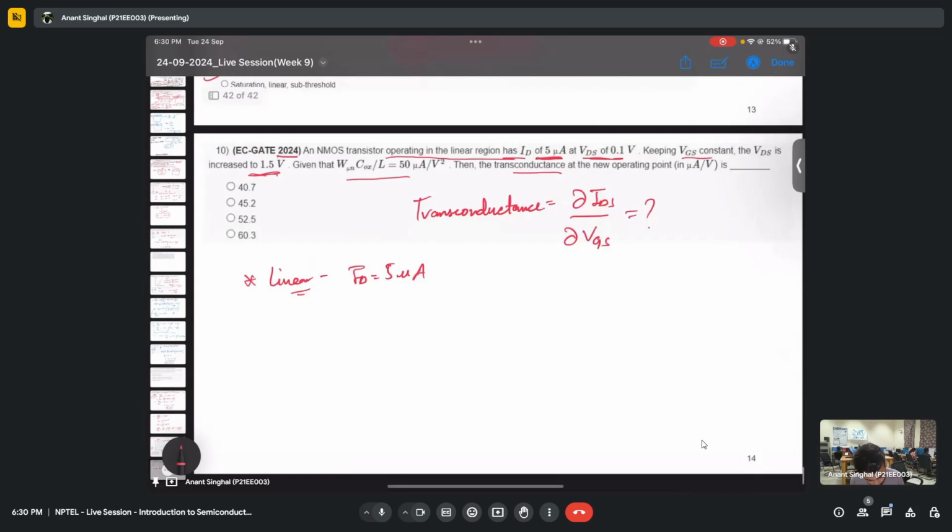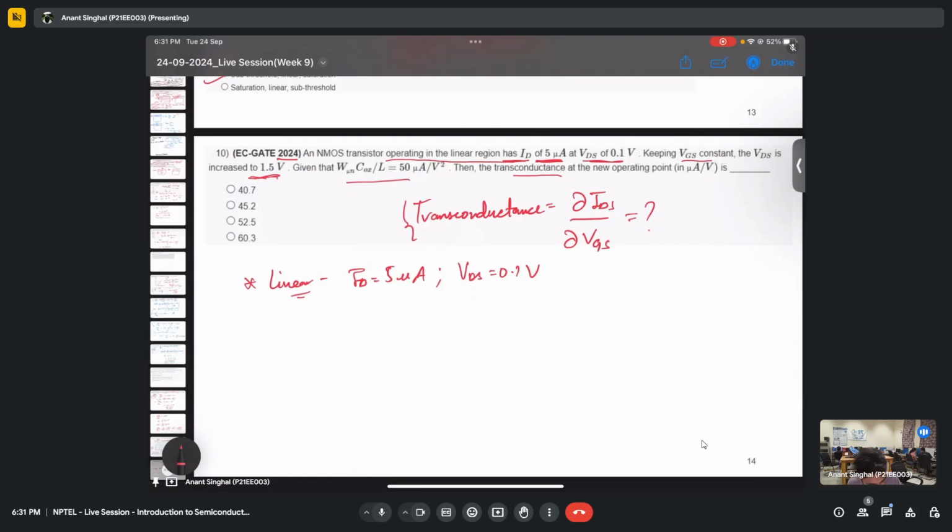So for this, the question says that in the linear region, it is given ID is 5 microamps and VDS is 0.1 volts. And what I said is the transconductance is nothing but the differentiation of the ID with respect to the gate voltage. So in linear region, we have one condition given. So let's try to solve this first of all.